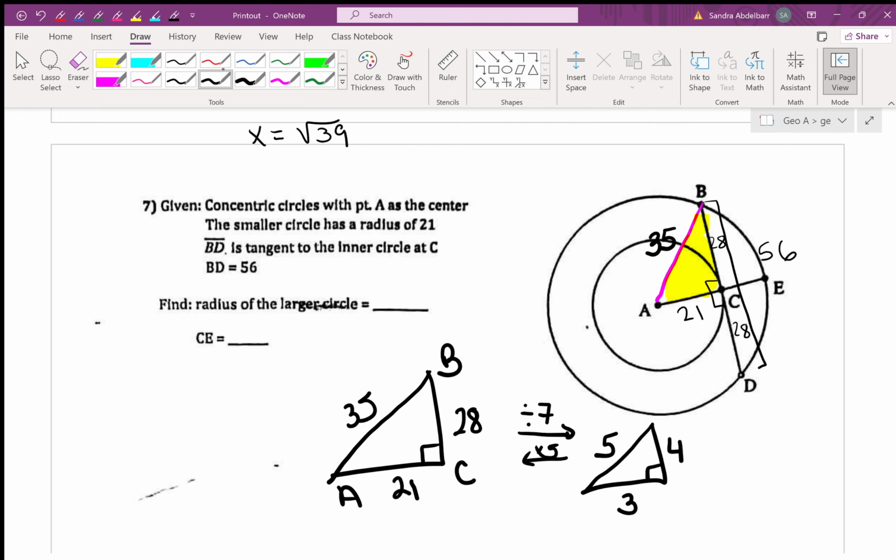So when they say, what is the radius of the larger circle? You tell me, what's the radius of the larger circle? 35. So is AE a radius of the larger circle? Yeah, A to E is a radius of the larger circle, so that's 35. We know AC is 21. How long is CE going to be? Mia? 35 minus 21, which is 14.